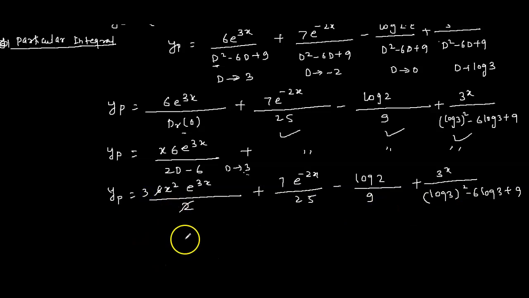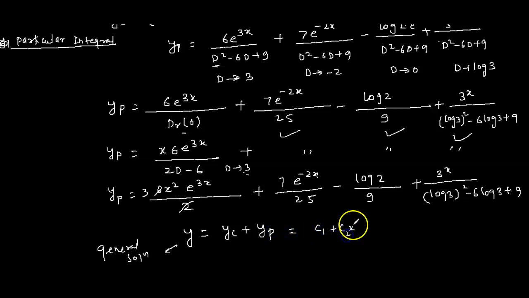Now if you want, you can cancel this 2 and 3. So this is what yp is here. So you can write the general solution, y is equal to yc plus yp. This you have to write, otherwise they will cut the marks. So yc we got: c1 plus c2x into e to the power of 3x, plus this yp value, which is this whole thing.